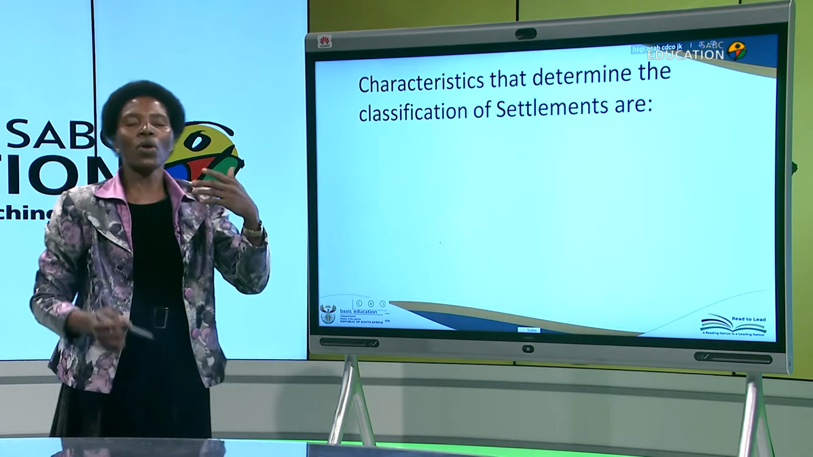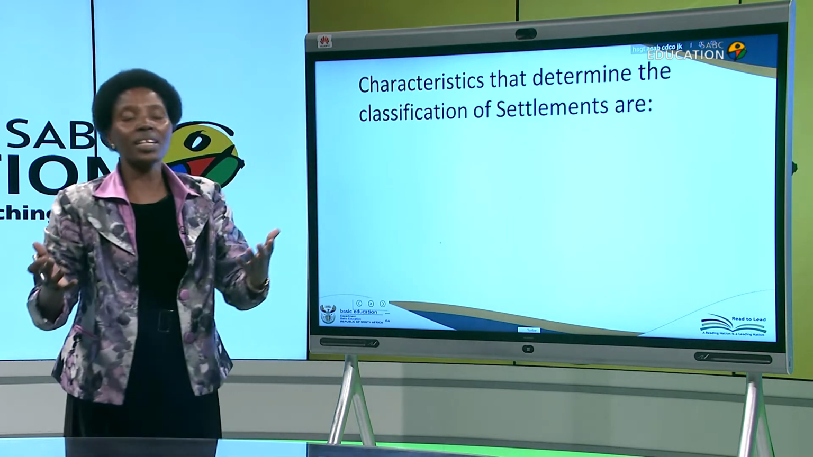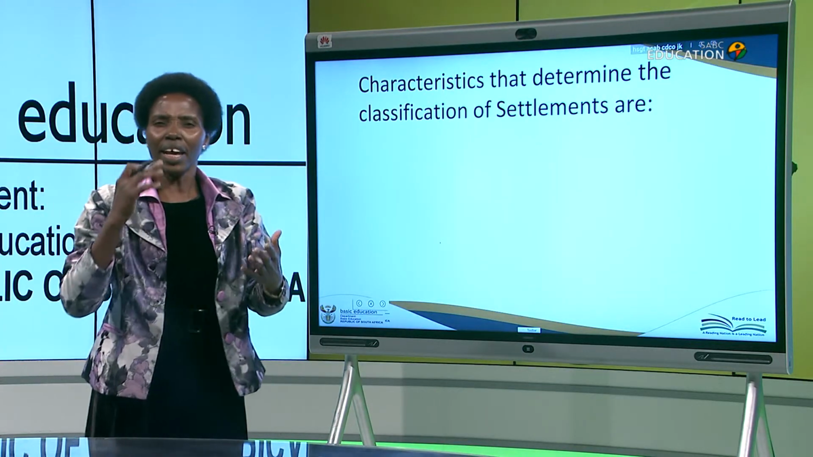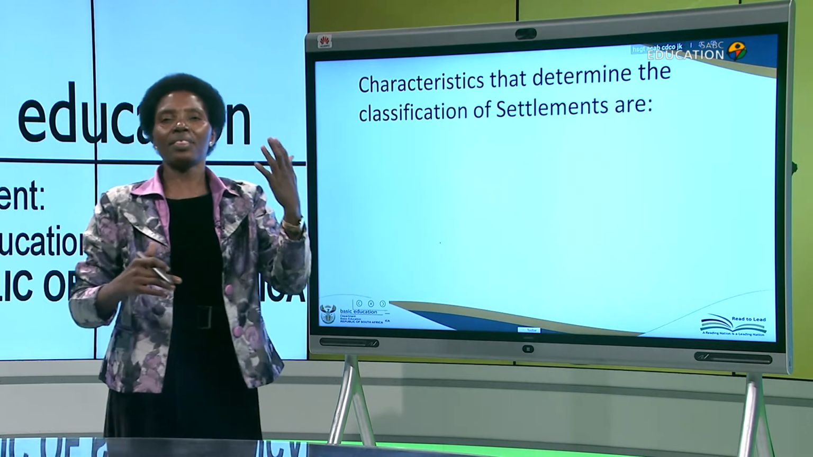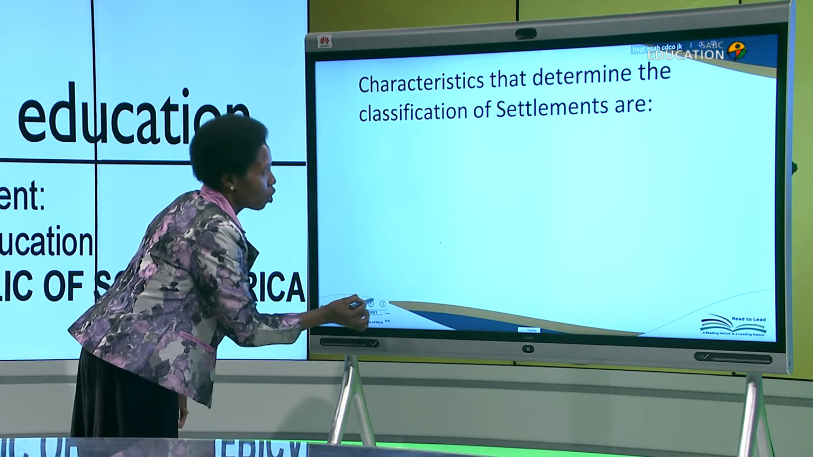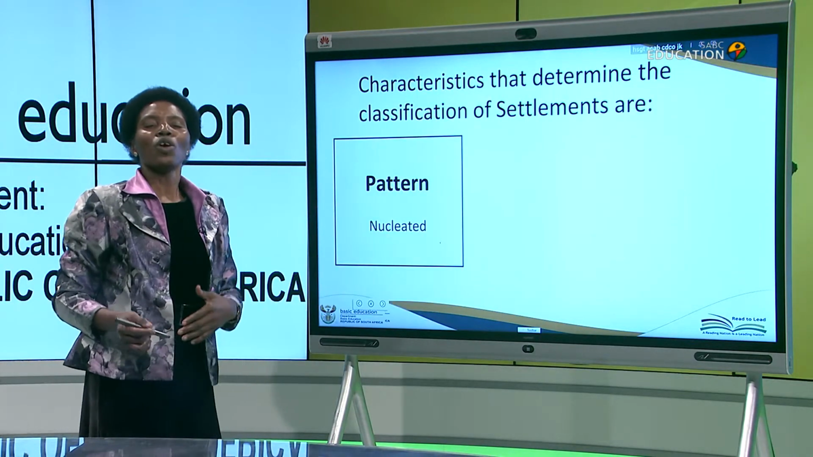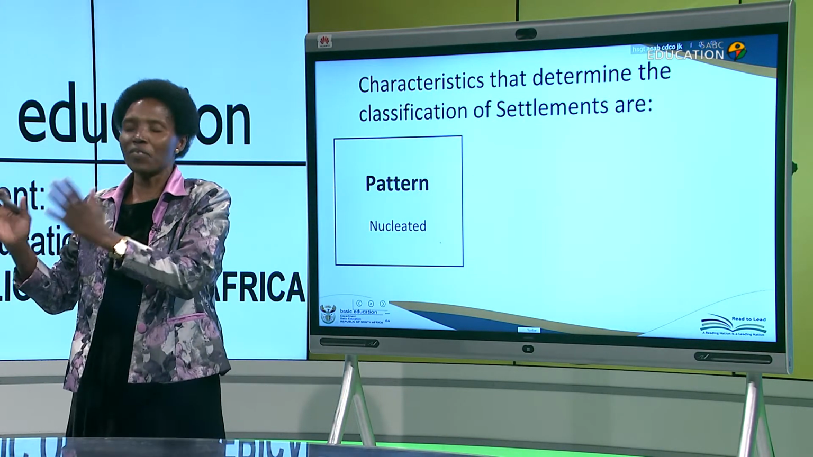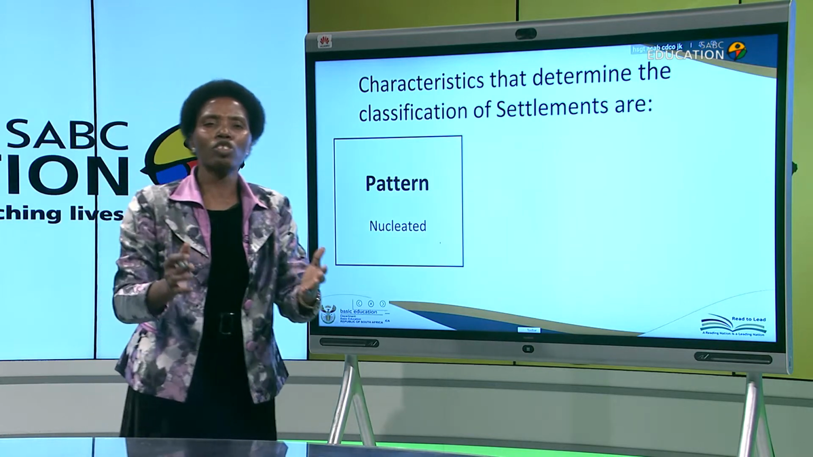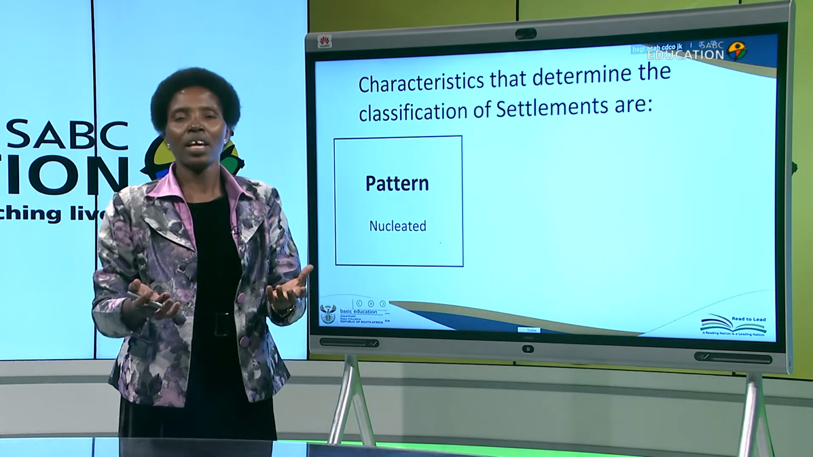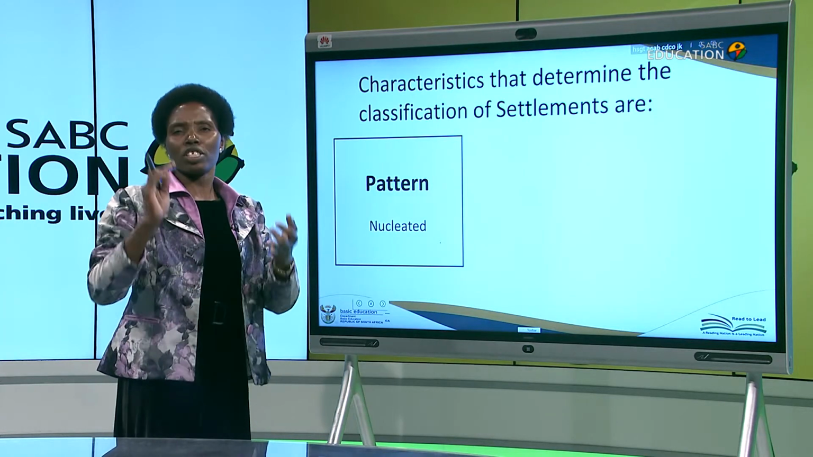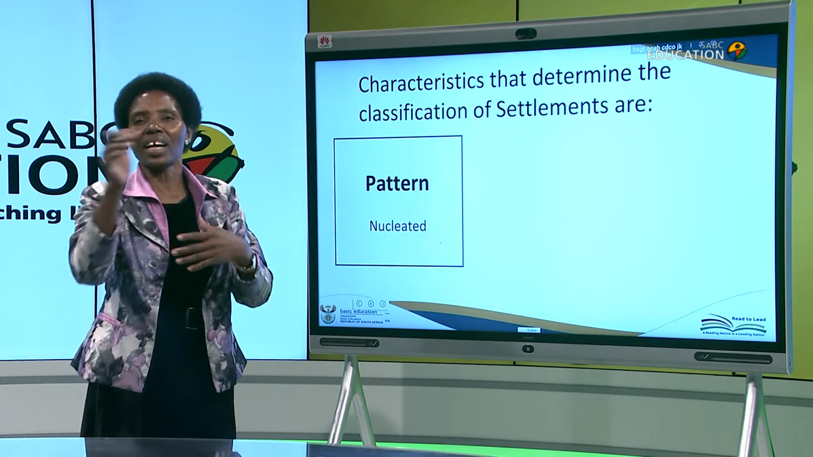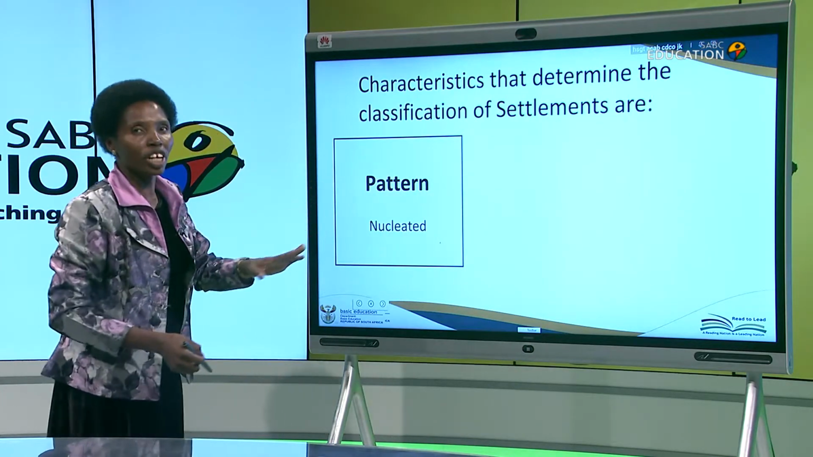The next one is, we are talking about the characteristics that determine the classification of settlement, which means settlement is being characterized by three things. Okay, the first one, we have the pattern. When we talk about the pattern, the urban settlement is far different from rural settlement, because here we talk about everything being over-concentrated. We have so many buildings, so many functions, so many people, so many things that are taking place in the city. So it's very important for you to take note of that.